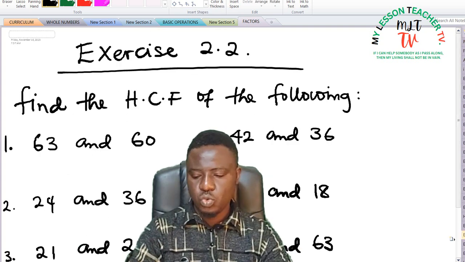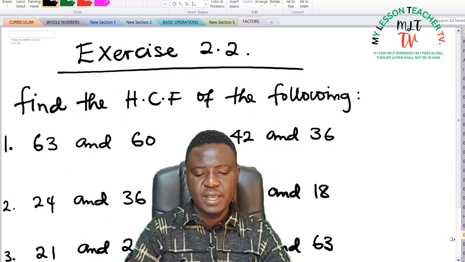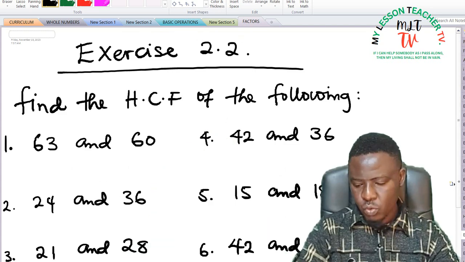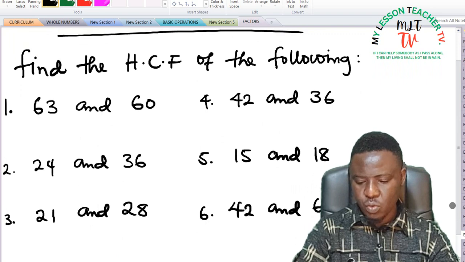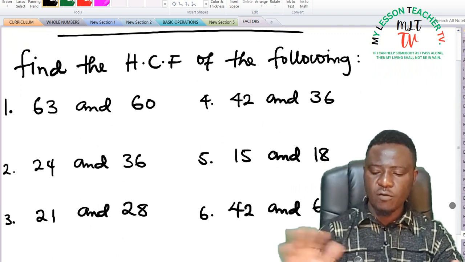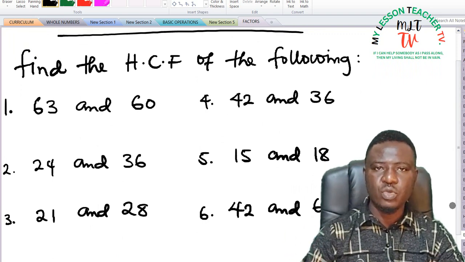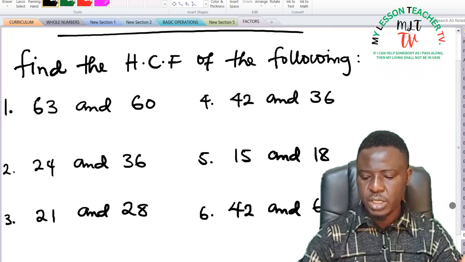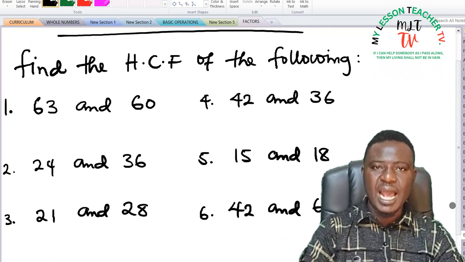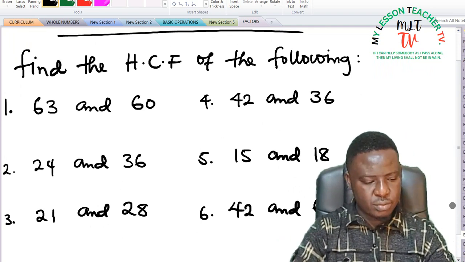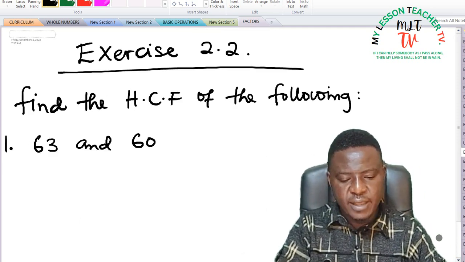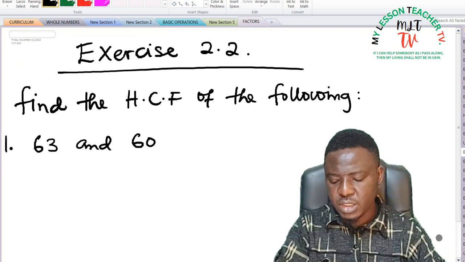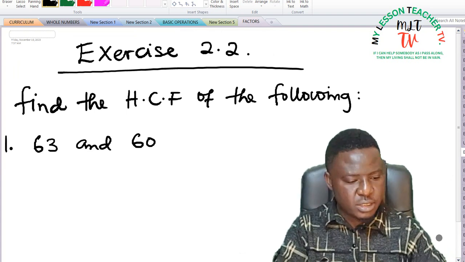Exercise 2.2 says we should find the HCF of the following. So we have about 6 questions here. In all of this exercise, I'm going to be using prime factorization in determining them, the advanced prime factorization. In this exercise, we are asked to find the HCF of the following, 63 and 60.